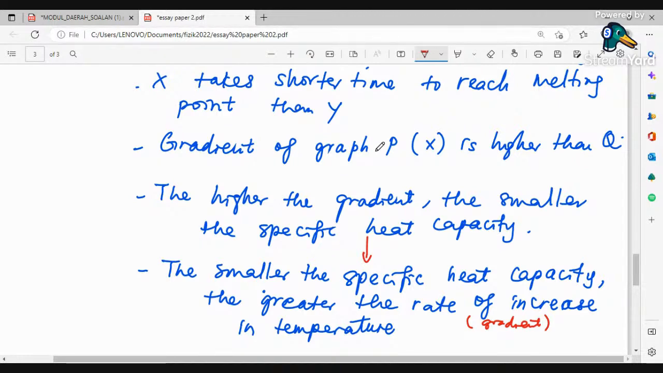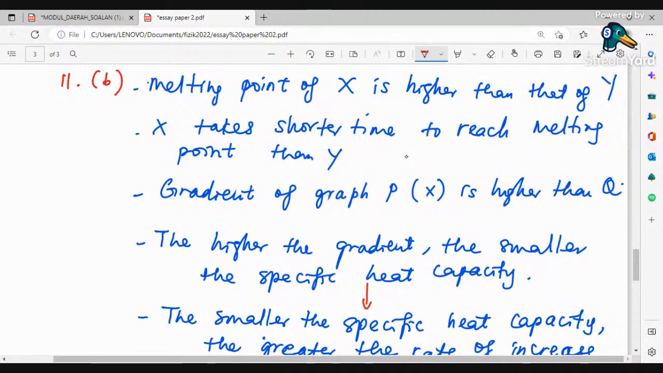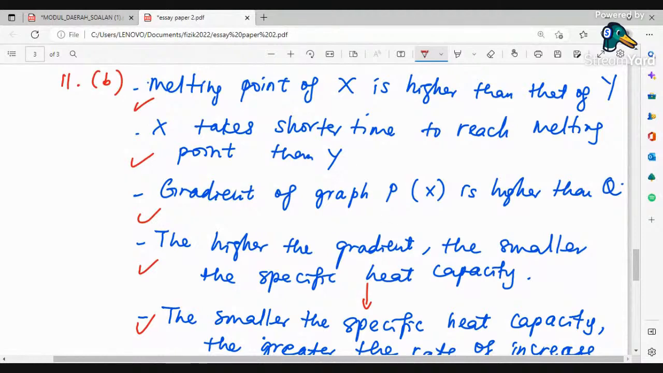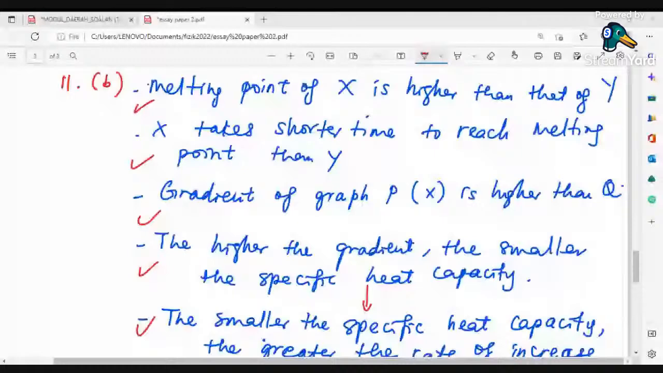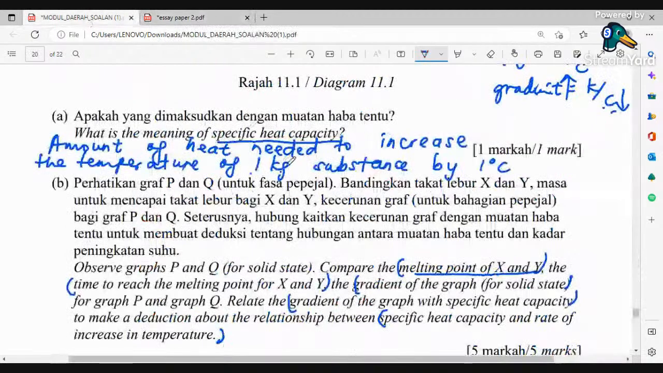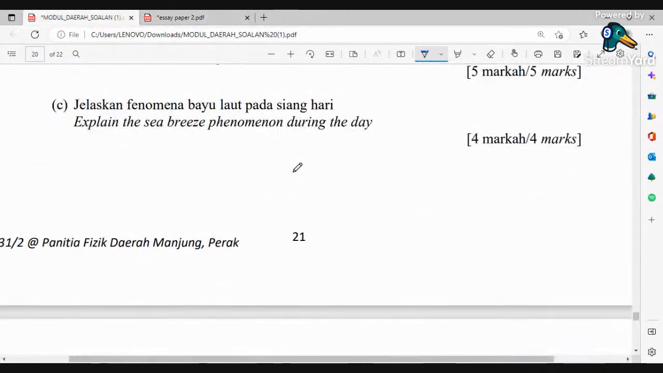Okay, so 5 marks for this one. Okay, 1, 2, 3, 4, 5. Okay, make sure you do all the required marks. For this one, 5 points for 5 marks. Okay, you have any question? Boleh tanya kalau ada soalan. Okay, we go to the next one.